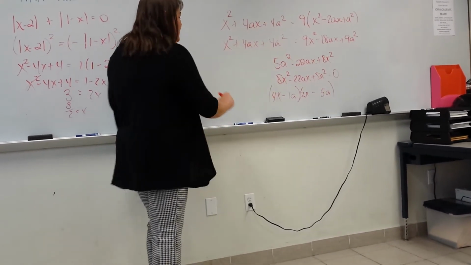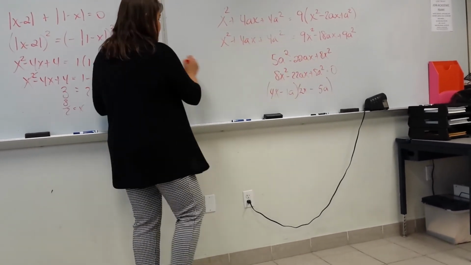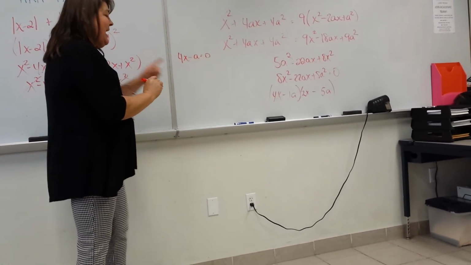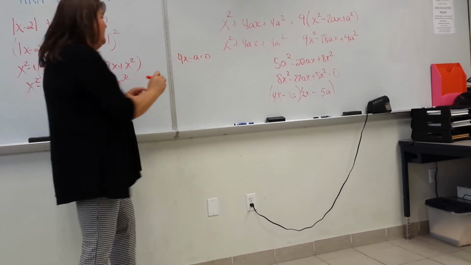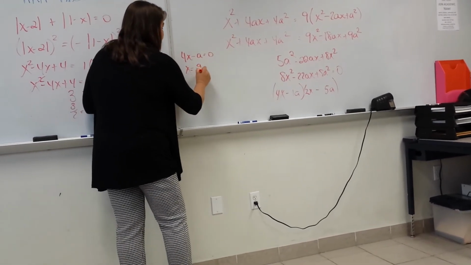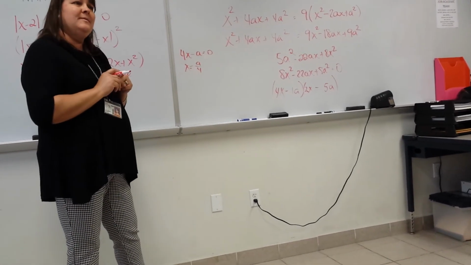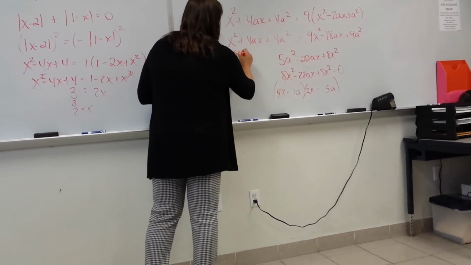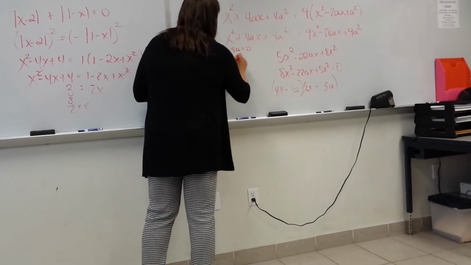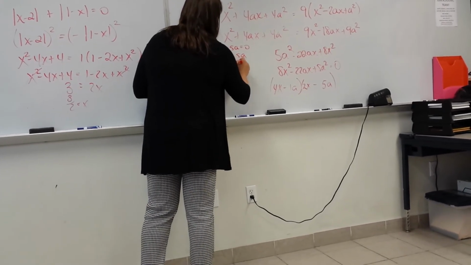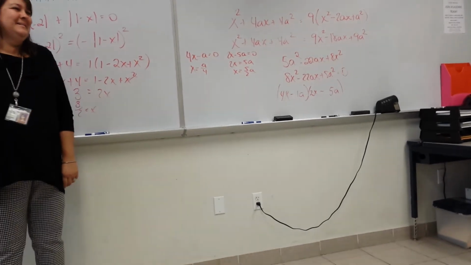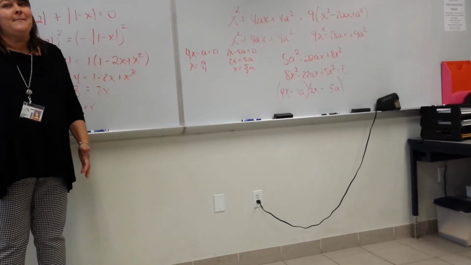Okay, so what are my two values in terms of a? The first one is going to be 4x minus a equals 0, right? So I add a, divide by 4. So x equals a over 4. Don't be scared of that. And then my other one is 2x minus 5a equals 0. So 2x equals 5a, x equals 5a over 2. Not that bad. It's really not that bad.